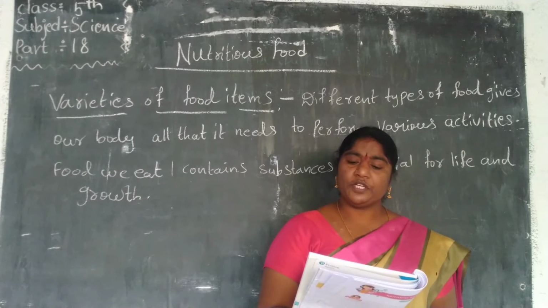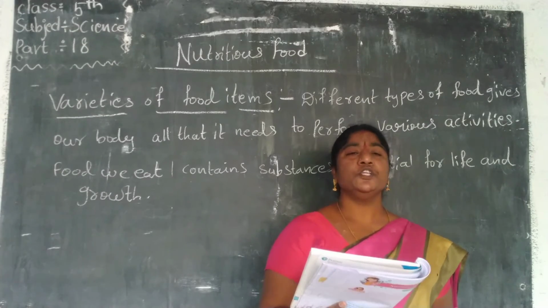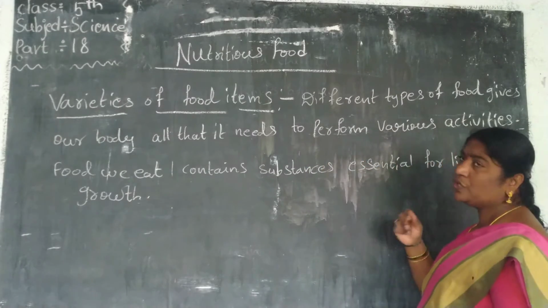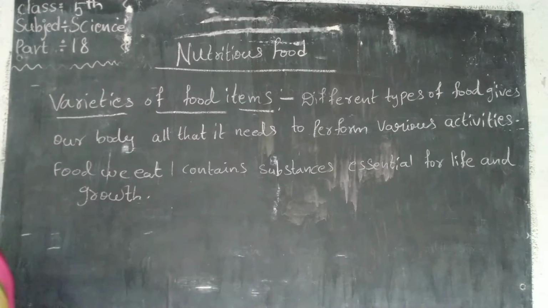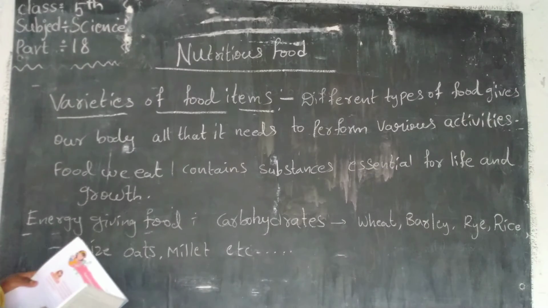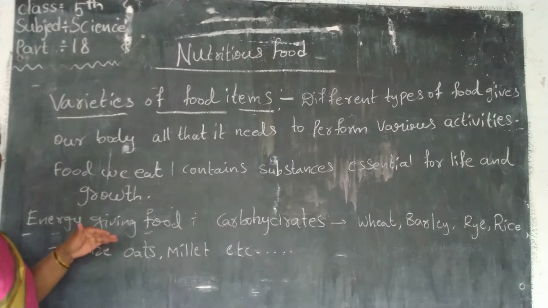For the nourishment of our body, food can be divided into different categories based on the nutrients it contains. Yes, the foods are different kinds of food items. Now we have to learn about the different types of food items. Now we have to learn about energy giving food. Food is important to us. Nutritious food gives us good health and helps the body grow over the years.